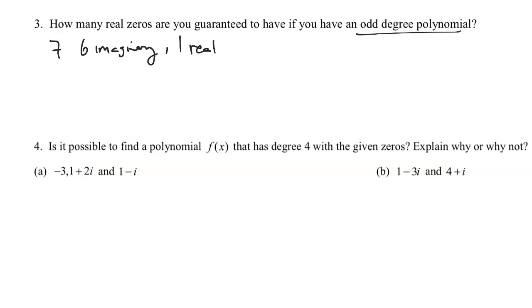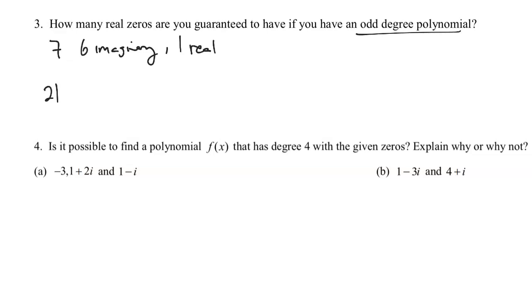Now, obviously, you don't have to have 6 imaginary. You could have 7 real zeros. But we're just trying to figure out what is the smallest number that we're guaranteed to have for an odd degree polynomial. You could take another example, for example, 21. That's an odd number. So if you have a polynomial that is of degree 21, how many of those at most could be imaginary?